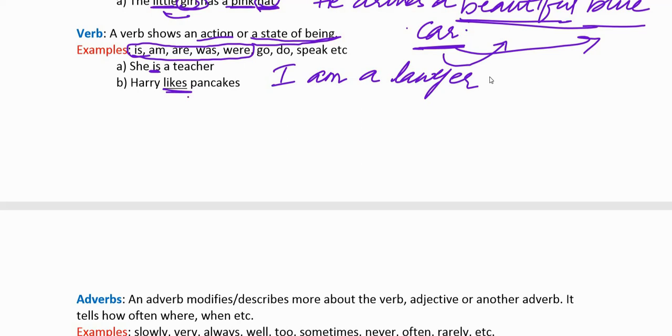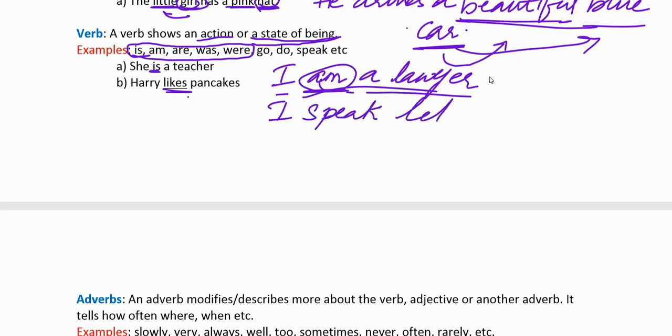What is the verb here? Am is a verb. Why? Because this is a be form of verb. It is talking about a state of being, a situation, existence. Okay, this is not describing any physical action here. I speak Telugu. So speaking is a physical action and hence it is also a verb.